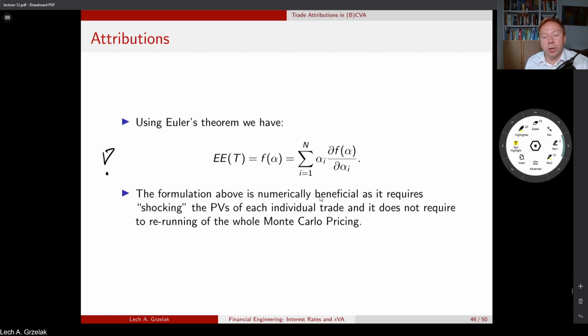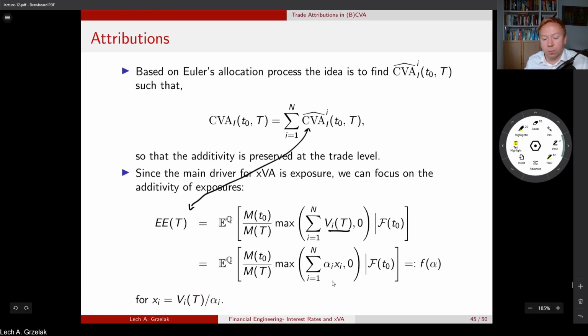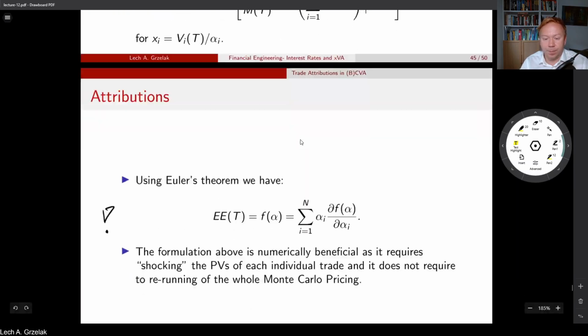You don't need to redo your CVA. On the other side, it is still relying on this homogeneity assumption. Of course, everything depends on your portfolio combination, whether the condition is satisfied or not. But at least in this way, we are able to express the CVA as the sum of all the individual CVAs, using this property. Of course, this is not necessarily unique. You can think of other weights, for example, to find the contributions of each individual trade in the overall CVA.